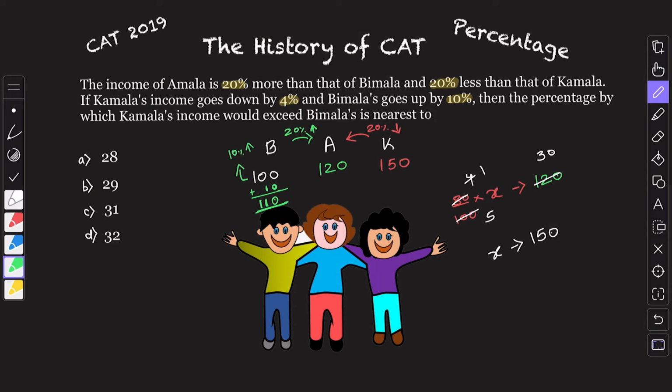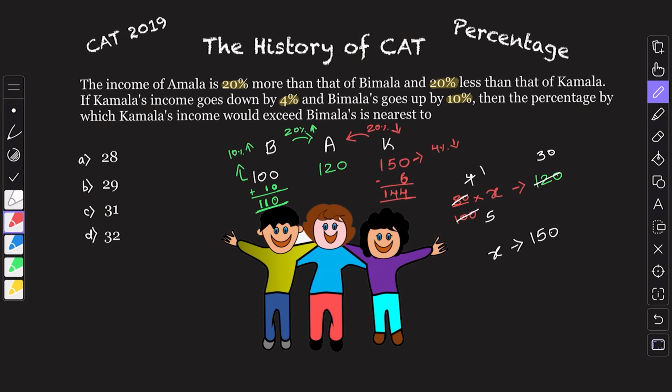And what happens? Kamla's income goes down by 4%. So this is Kamla's income, it goes down further by 4%. What is 4% of this? 1% is 1.5, right? 1% of 150 is 1.5. So 4% will be 6. Take out 6 from this. What will you reach here? So this will be 144. So 144 is now the new income of Kamla.